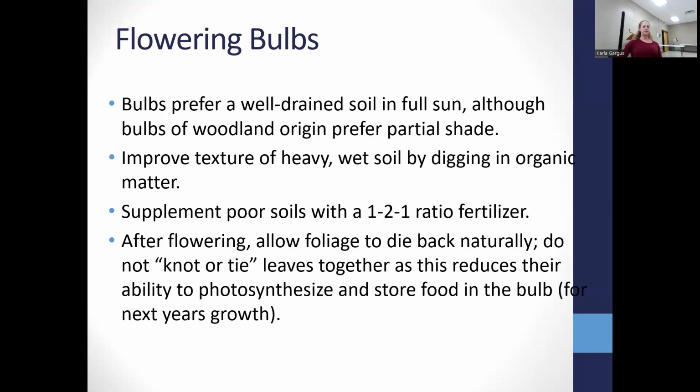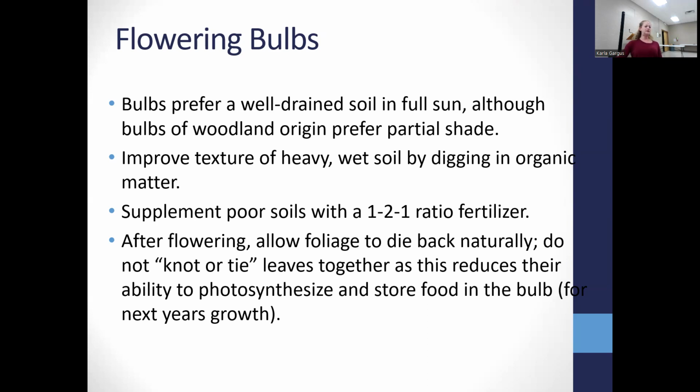And again, bulbs prefer a well-drained soil in full sun, unless they are woodland plants, then they may like more of a shaded area. So just do some research on what you're wanting to plant and find out what it needs to grow. Always improve the texture of a heavy soil by the addition of organic matter. You can supplement poor soils with a 1-2-1 ratio fertilizer.